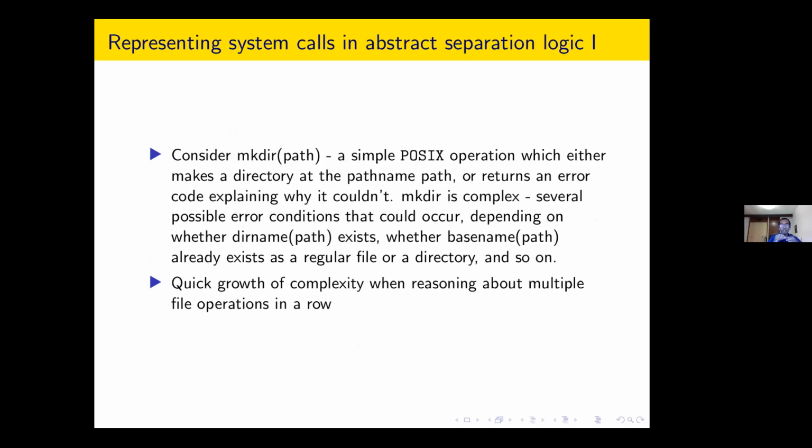So here's an example of what it's like to represent a system call in abstract separation logic. Consider mkdir. There's a command line version of mkdir, which is not the one I'm talking about. I'm talking about the POSIX system call, which, given the argument path, attempts to make a directory at that path name, and either makes a directory or returns an error code explaining why it couldn't.